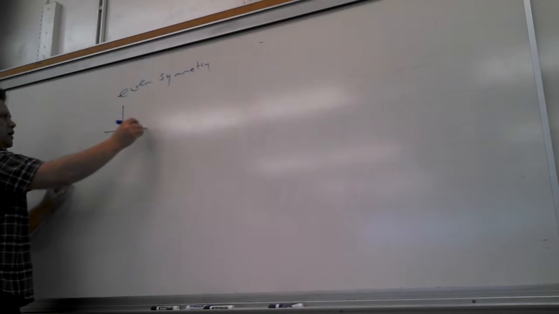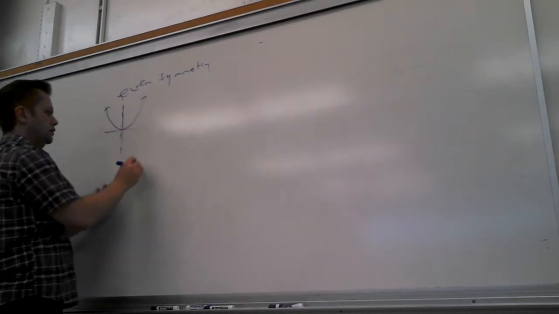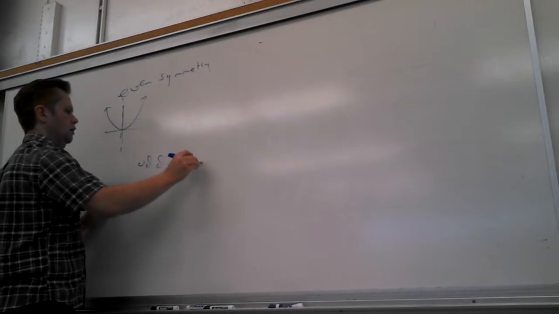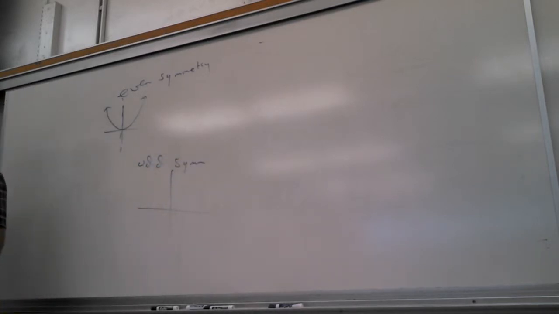So even symmetry means it's symmetric to the y-axis. This is where the mirror would be. Odd symmetry means like x cubed. What's x cubed look like?